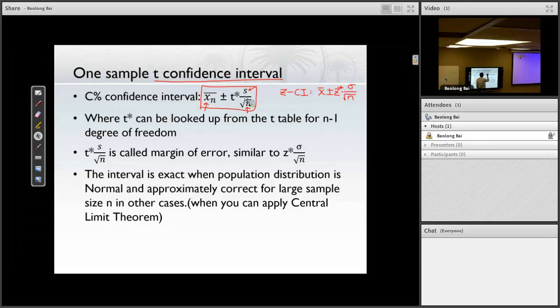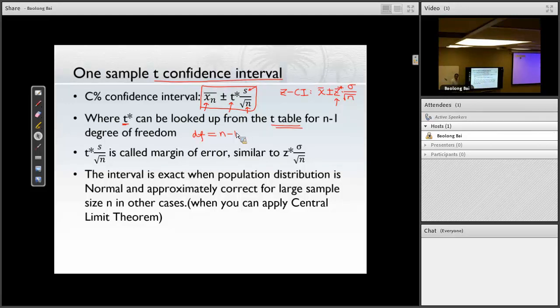And then the question will be, basically, as long as we know what T star value we can use, then we can do the calculations. Right? So where do I get T star? Just like you need to get a Z star from the Z table, right? So T star is going to come from a T table. Okay? And the degree of freedom for one sample problem will be sample size n minus 1.